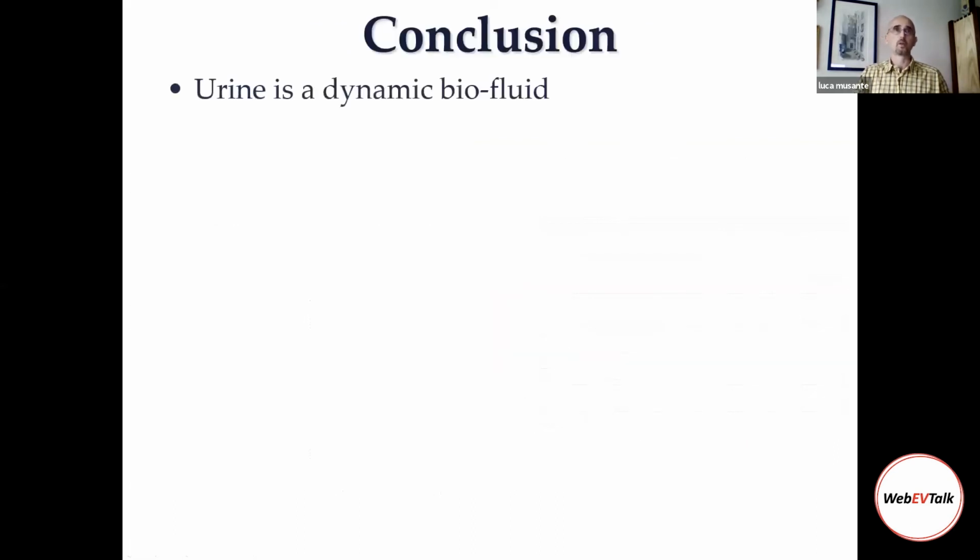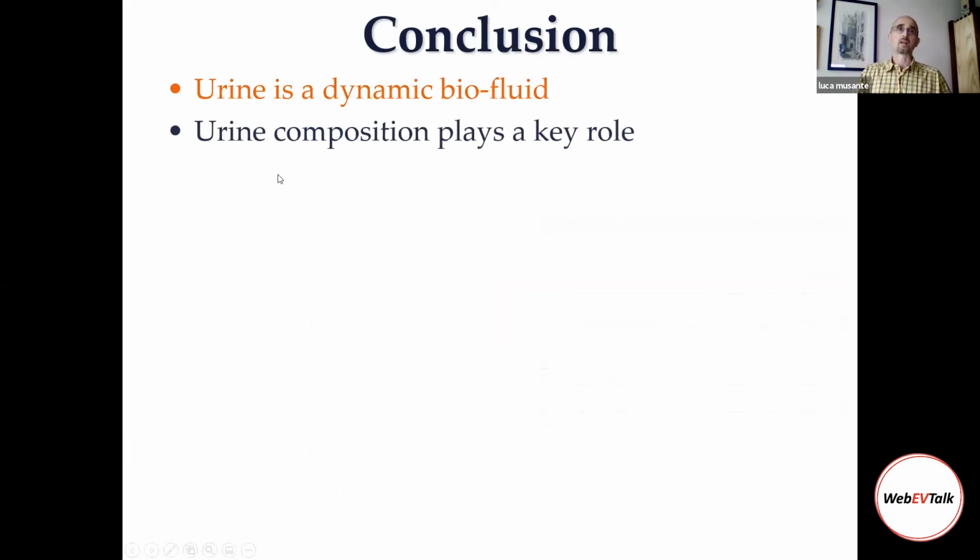So in conclusion, as I showed you, urine is a very dynamic biofluid. The composition changes from day to day, from subject to subject. And the composition of urine plays a key role in the final result, in how many EVs, the yield of EVs that we get in a pellet. It's really important to find either a way to standardize and normalize the samples before starting to process, or to have some reference material to spike in each sample at the very beginning and use it as a normalization factor.